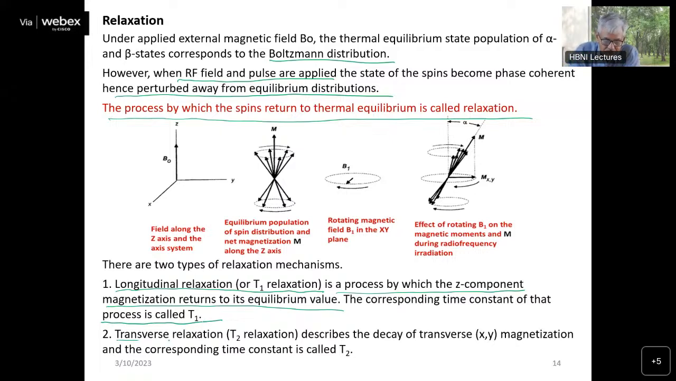Another is called transverse relaxation, or T2 relaxation, which describes the decay of the XY magnetization. As soon as you bring in the XY magnetization, it never remains of the same magnitude. It decays with time. That's why you have seen your FID decaying. That is because of the T2 relaxation, the transverse relaxation, and the time constant for it is T2.